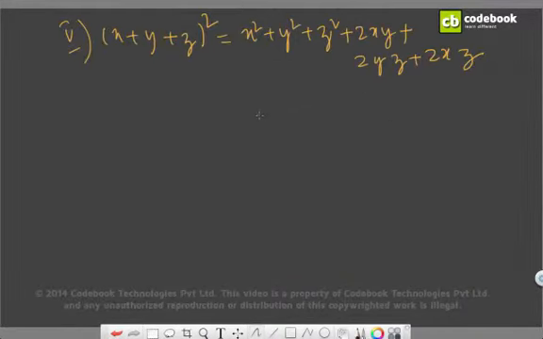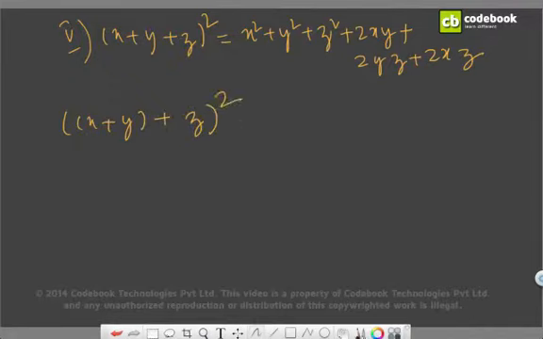The next identity that we look at is (x + y + z)² = x² + y² + z² + 2xy + 2yz + 2xz. Let's try to prove this. Let's express x + y as one term and z as another term.